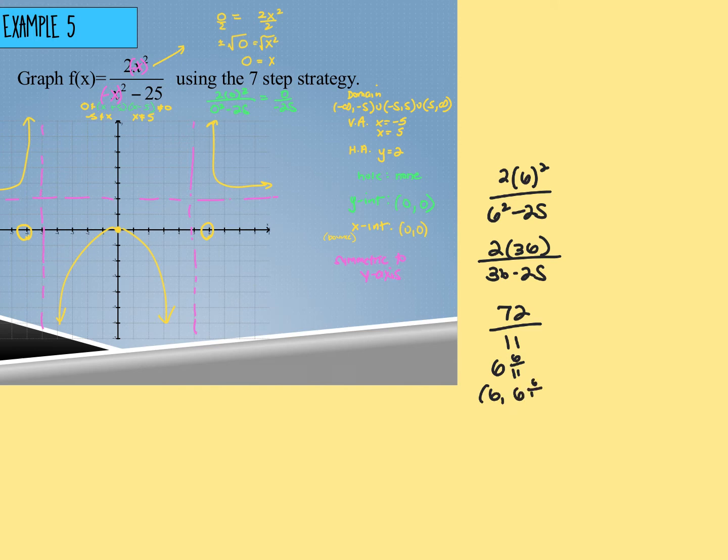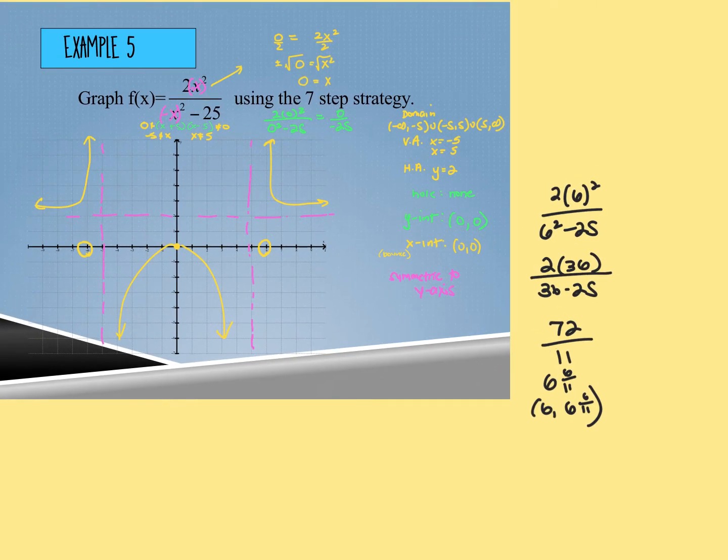Is that above or below the horizontal asymptote? It's above, right? My horizontal asymptote is at 2. So 6 and 6/11 would be somewhere up here. Which confirms that that curve goes above the horizontal asymptote. Yep. And you knew it was towards the top because it was squared, right? I knew it was towards the top. I mean, yes, but if you don't, then you put the point in. Yep. Because it has to be symmetric to the y-axis in this case.